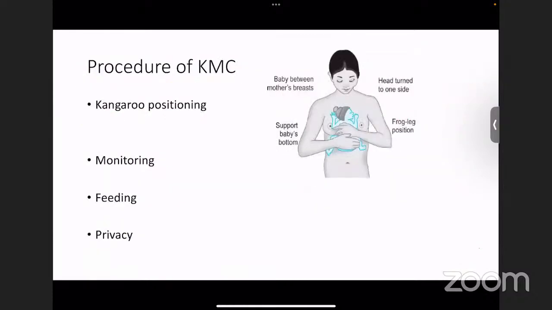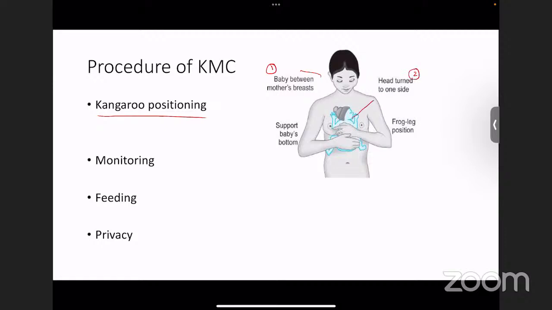So, what is a kangaroo position? This is important. Okay, sorry. So the procedure of KMC kangaroo position. This is important. See that the baby should be between the mother's breast. The head should be kept turned to one side.